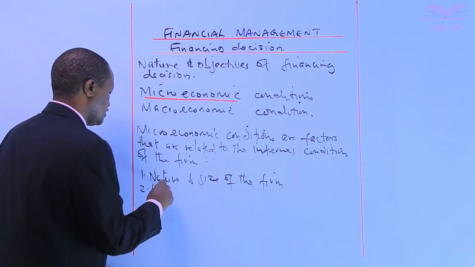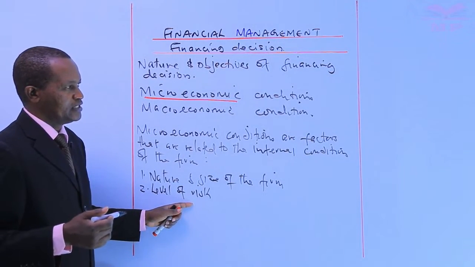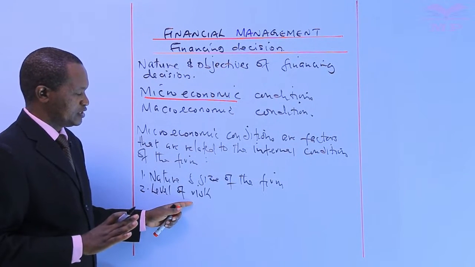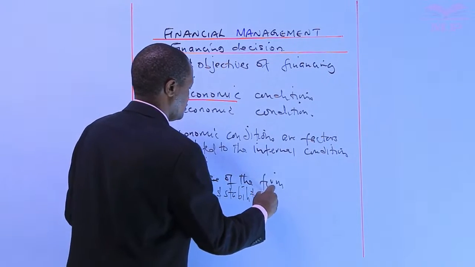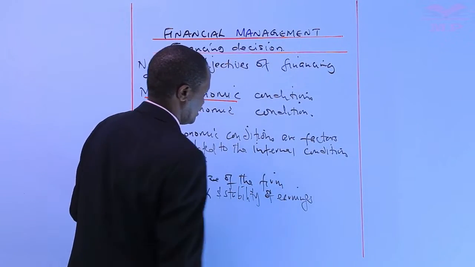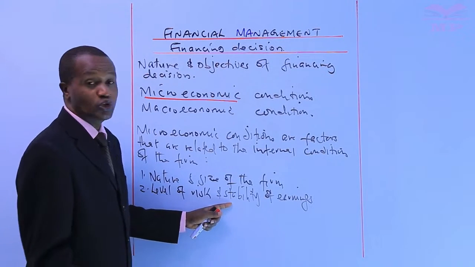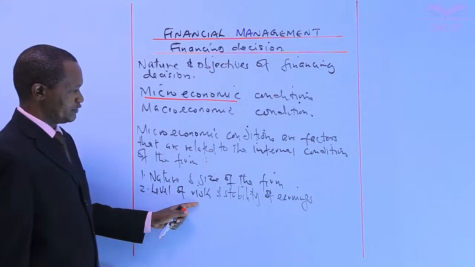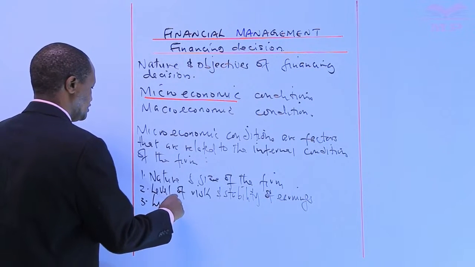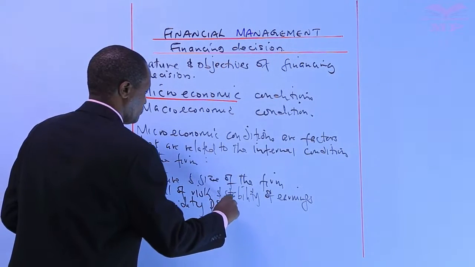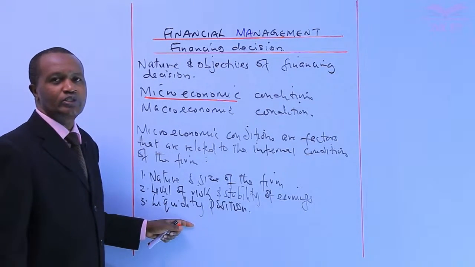Two, the level of risk. And this can be determined by looking at the stability of earnings. There are firms whose earnings are stable. There are firms whose earnings are not stable, not predictable. So the level of risk and stability of a firm is an internal condition. Number three, the liquidity position. There are firms that are liquid, there are those that are not liquid.